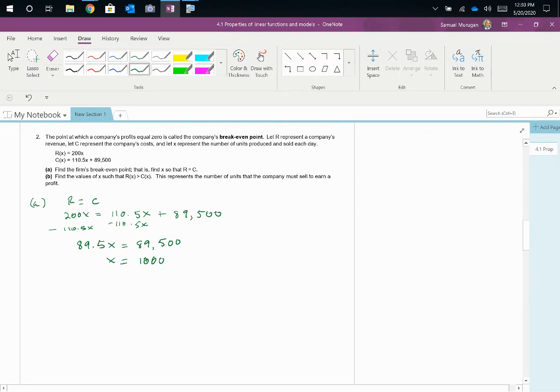In the context of this problem, the company will have to produce 1,000 units to break even.